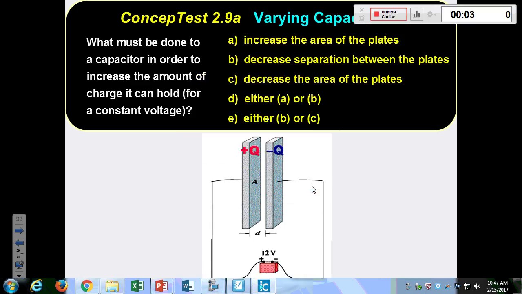Hey everybody. So, what must be done to a capacitor in order to increase the amount of charge it can hold for a constant voltage?